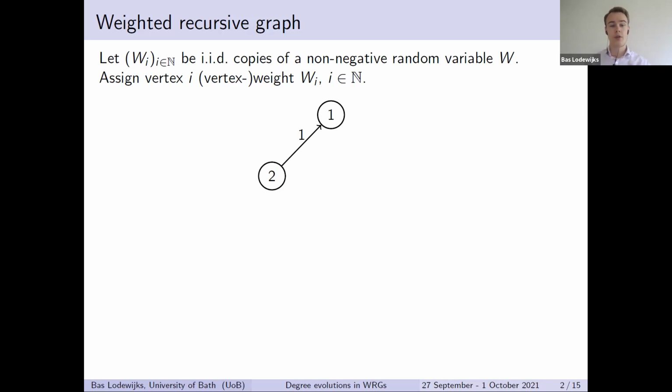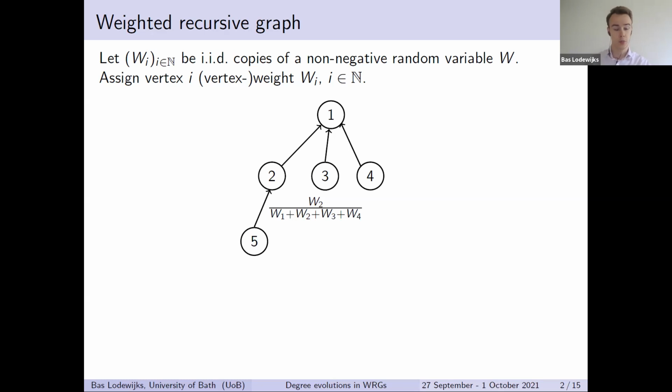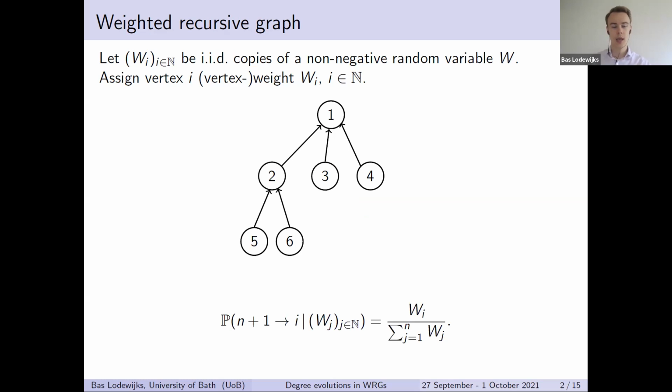And from that point on, new vertices connect to existing vertices with a probability that depends on their vertex weights as such. So vertex 3 might connect to vertex 1 with a probability proportional to the weight of vertex 1. Vertex 4 might connect to vertex 1 with this probability. Vertex 5 might connect to vertex 2 with this probability, and so on. In general, a new vertex n+1 connects to some vertex i with a probability equal to the weight of vertex i divided by the weights of all vertices already present.